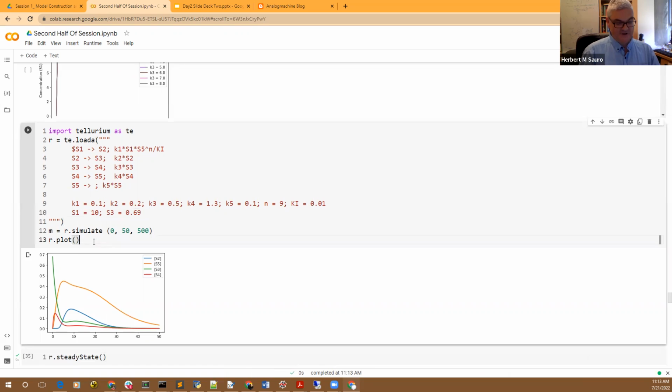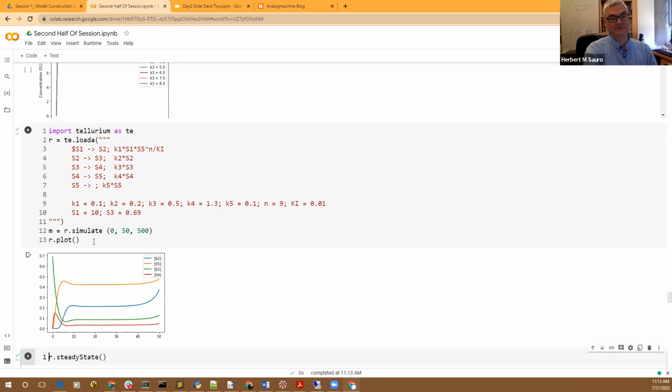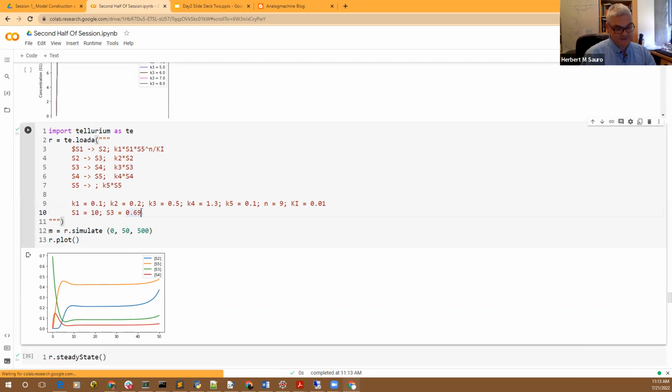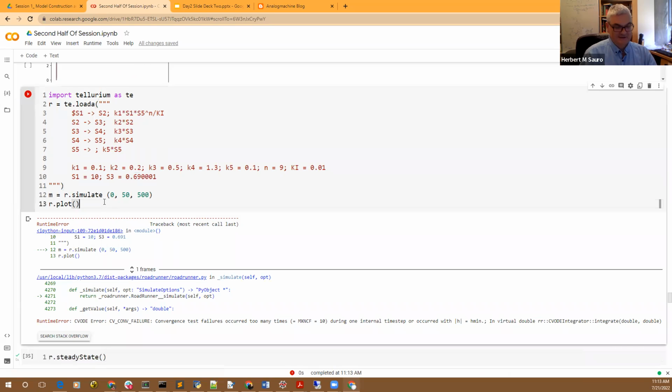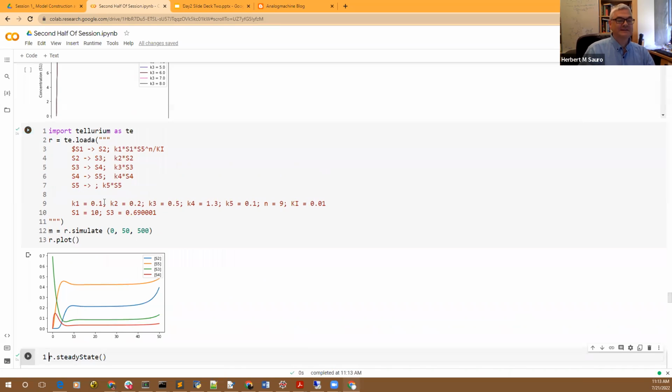Yeah, it's very sensitive. Look, you see that little tweak there? It's about to explode. No, that was it. Yeah, all of them are going to go off to infinity. Okay, so you don't want positive feedback.